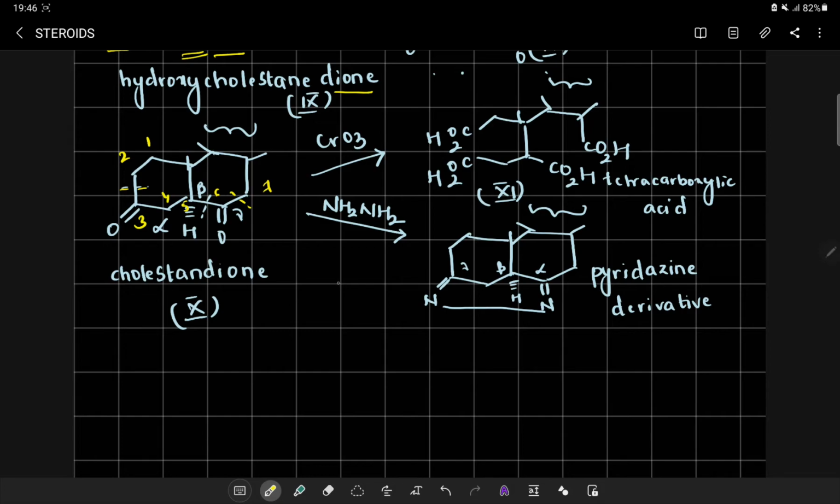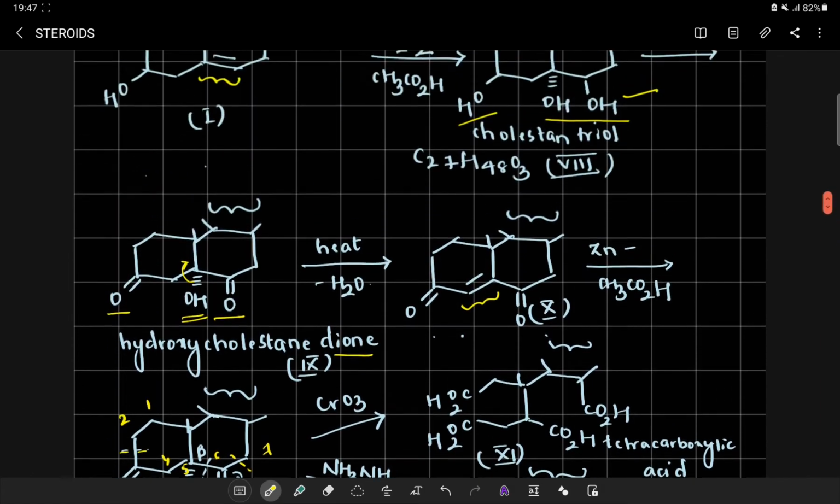Further, it is going to react with hydrazine hydrate to give me a pyridazine derivative, to give me an alpha, beta, gamma system in which we are going to observe that there may be a presence of two ketonic systems. Hence, with these reactions, there will be certain conclusions that we will be looking for.